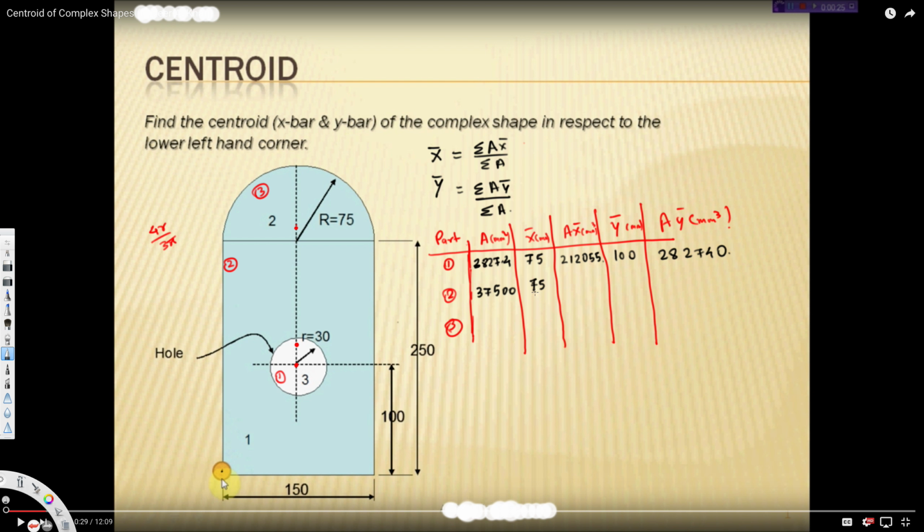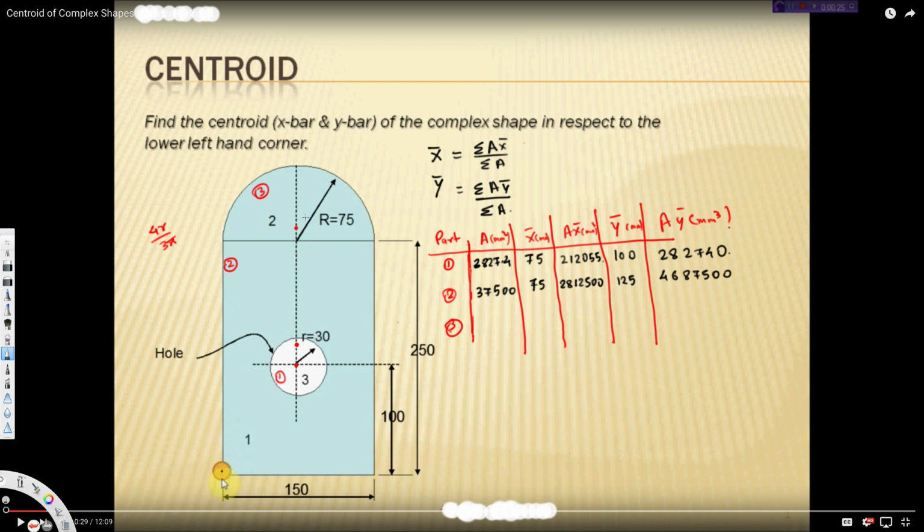Then if you multiply 37500 by 75, you will get 2812500. And y bar is going to be the height from this one to the middle, so it's going to be 250 divided by 2, so it's going to be 125. So 125, and if you multiply this one with A, you will get 4687500. So this is my A y bar.